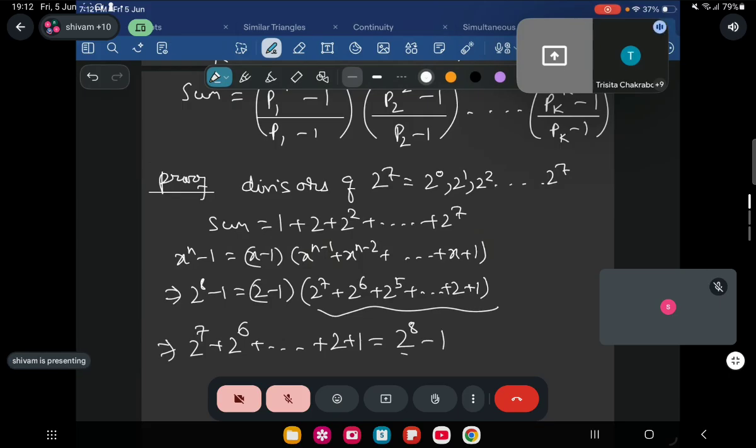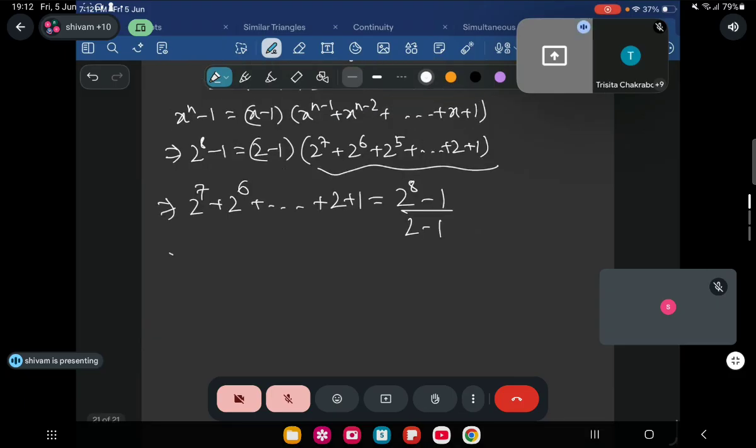Okay, okay. 2 to the power 8 minus 1 divided by 2 minus 1. Tell me, is it clear to everyone? Yes, sir. If you have any doubt, ask me and I'll explain. Okay, so I think you understood the proof also. Similarly, if I talk about p1 to the power alpha 1, the divisors of p1 to the power alpha 1, what are the divisors?